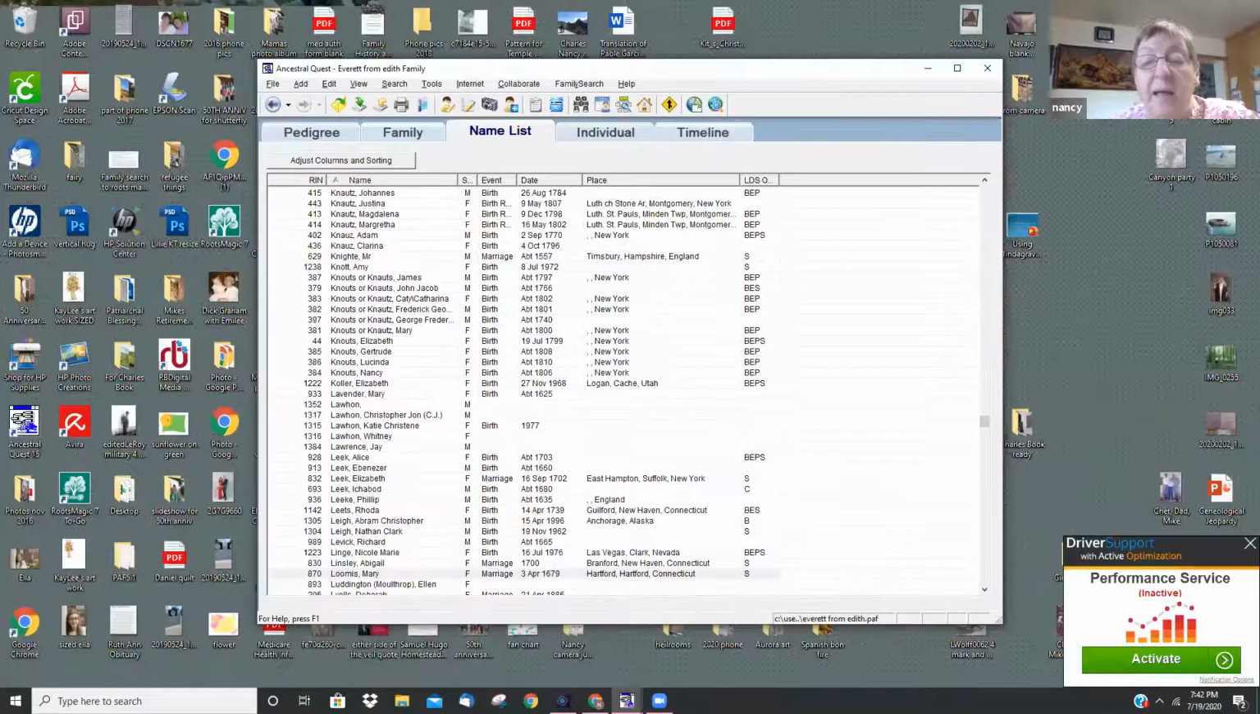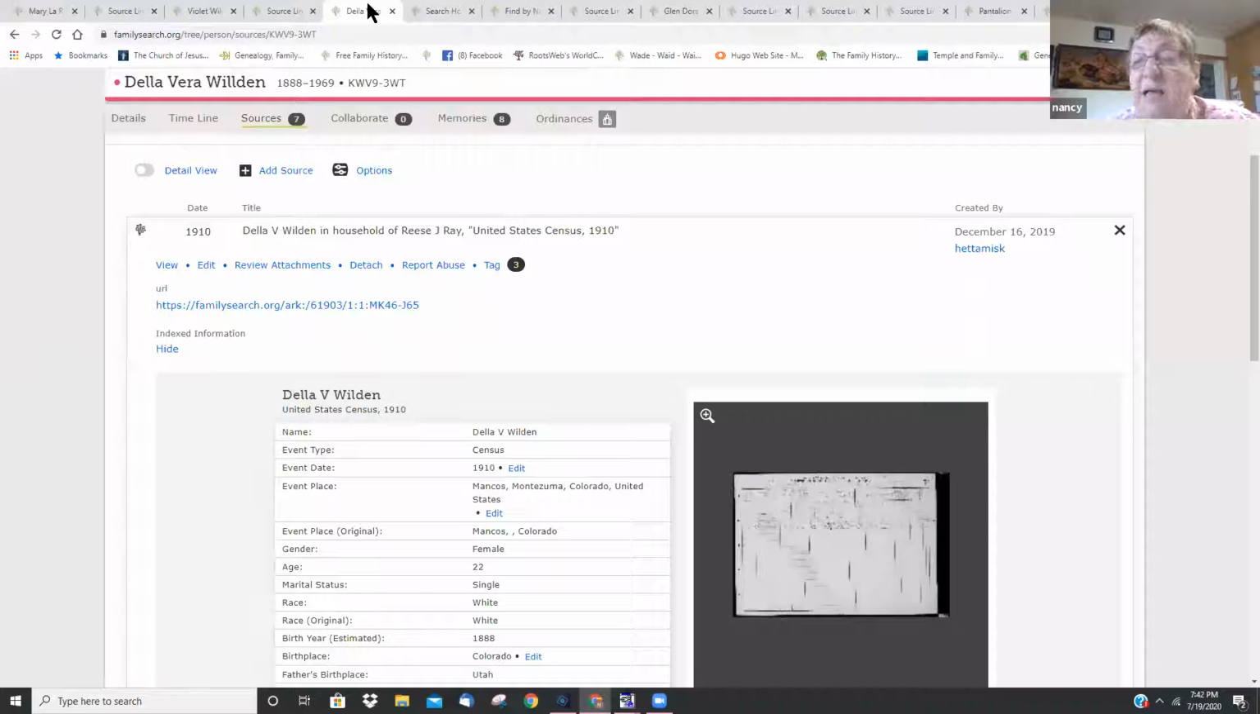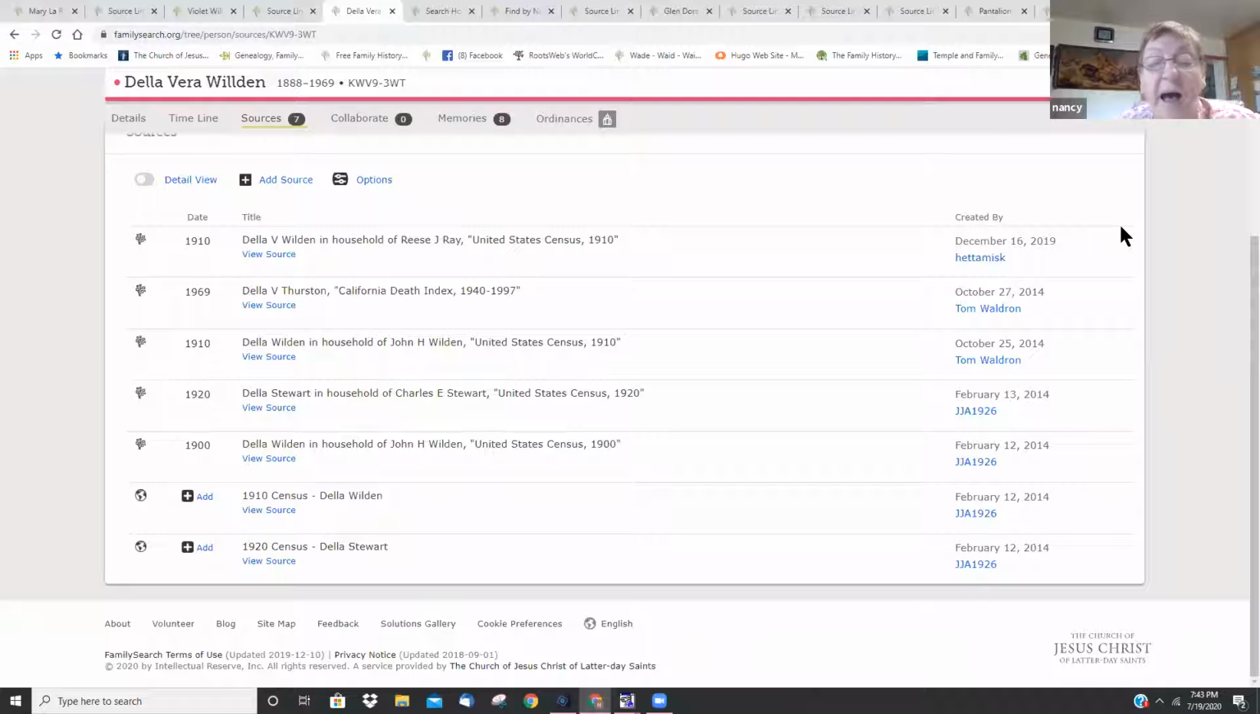Now, in this case, with this particular record of Della Wildens, let me see if I can find my screen up here for Della. In this case, I didn't find out anything new about Della, except that when she was 19 years old, she was in the census showing her as living with that family. And if I look closer at her list of sources, I can see that she also was listed in the 1910 census with her father.